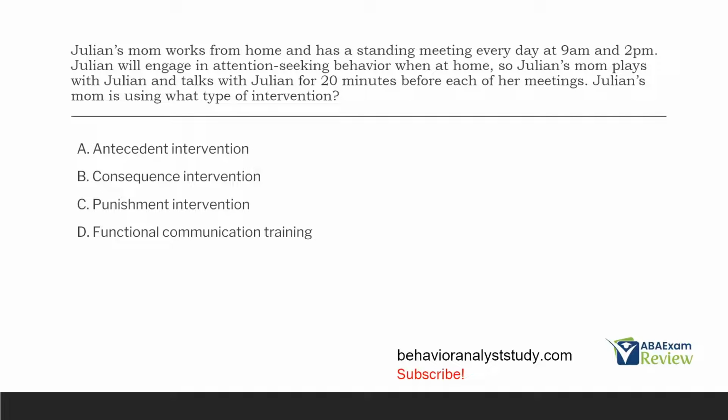So, who are we looking at? We have Julian and we have Julian's mom. We're looking at Julian's mom. It's very important in behavior questions. You know exactly who you're looking at or talking about. So we know Julian's mom works from home, has a meeting at 9 a.m. and 2 p.m., and that Julian will engage in attention-seeking behavior.